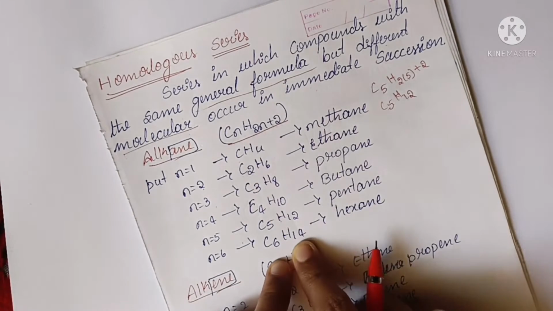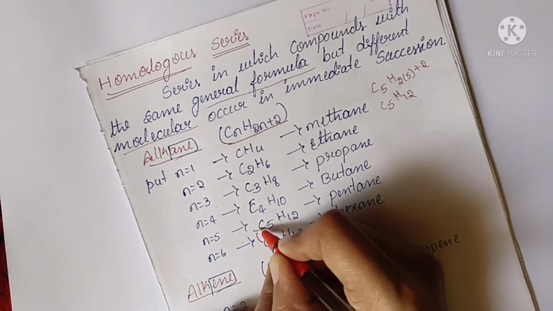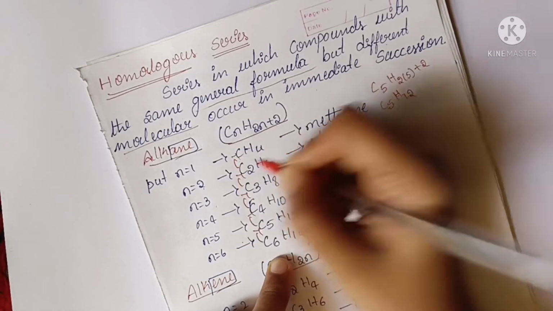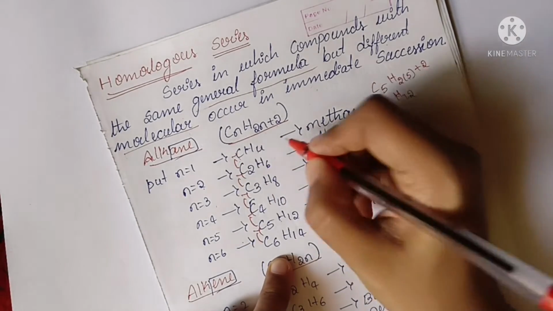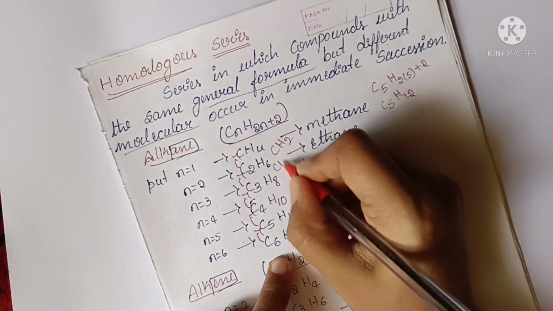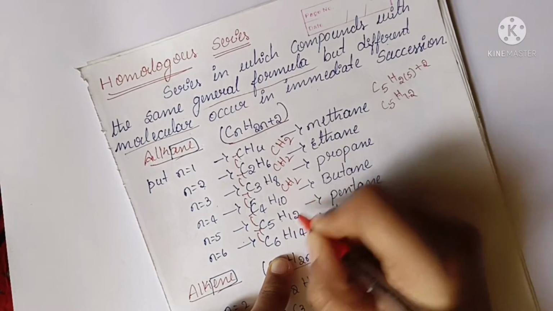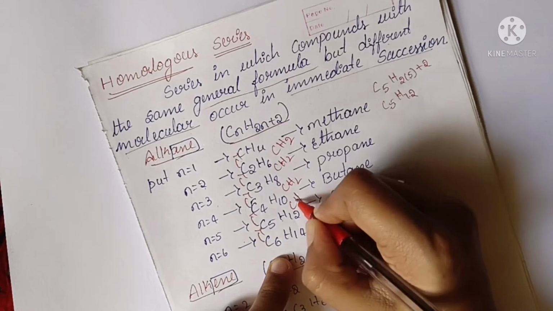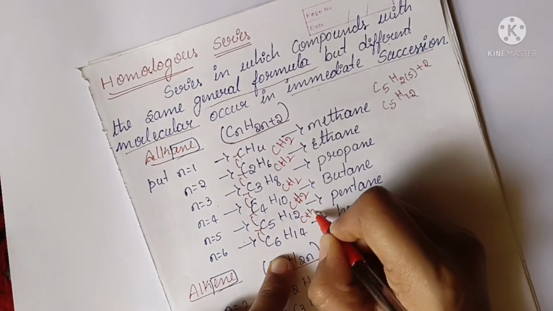So what is the main thing I am going to say here? If you see the difference between each and every one of these, the difference we are going to see is CH2. In each and every case CH2 is the difference. That is what is meant by immediate succession. So one by one, only the difference of CH2 is going to occur.